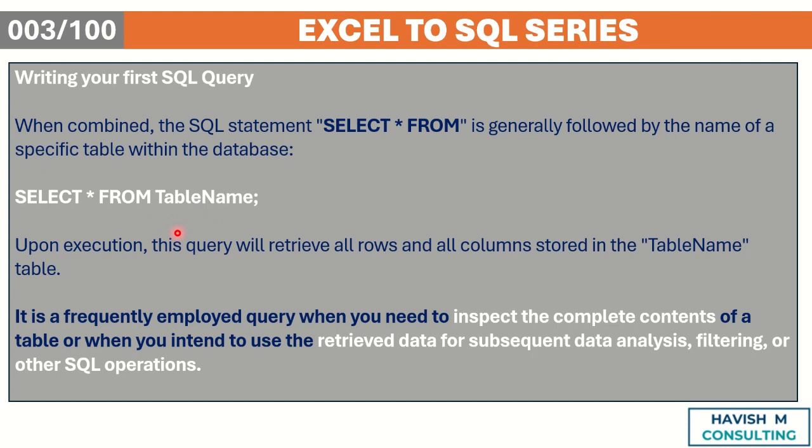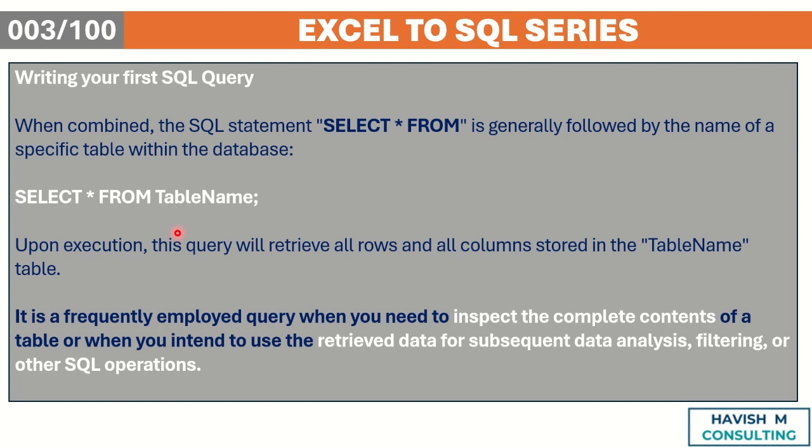Upon execution, this query will retrieve all rows and all columns stored in the table. Again, the table name is just a placeholder here. In our case, it is orders_compact. If you're working on a different data set, the sheet name in your Excel will be the table name when you convert the file to SQL using Python or some other method that you can figure out. We did it using Python.